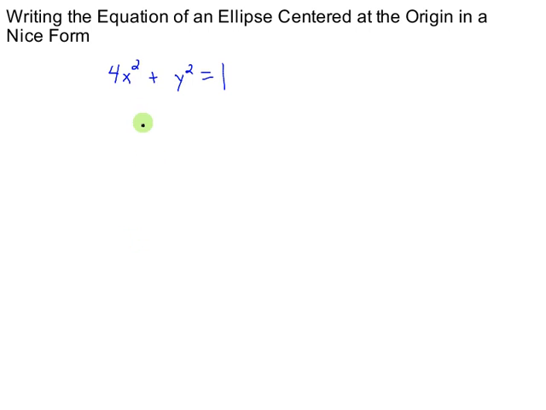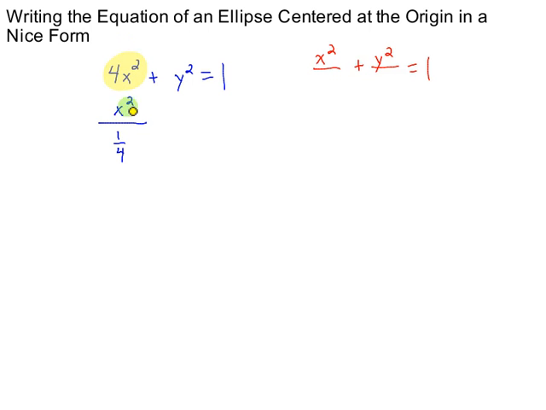Here we have an equation for an ellipse, and it's almost in a nice form because we at least have the 1. But our goal is to have it as x squared over a number plus y squared over a number equals 1. So the point is, this 4 can't be there, right? Because I can't have a number in front of the x squared. So what I'll do is I'll think about x squared as being multiplied by 4 here. That's the same thing as dividing x squared by 1/4.